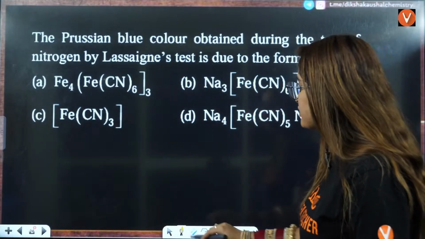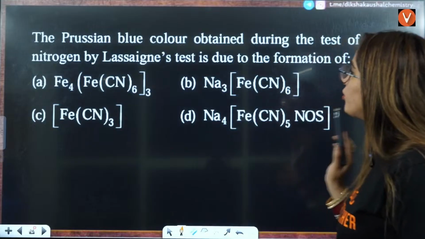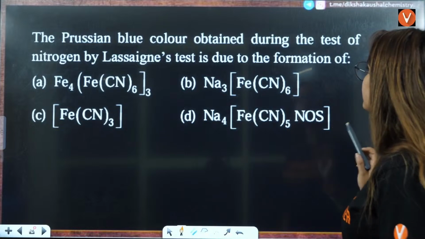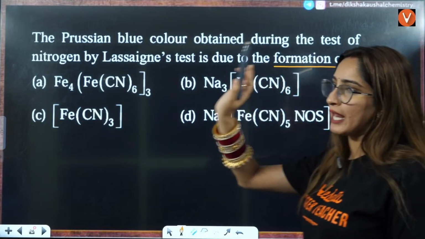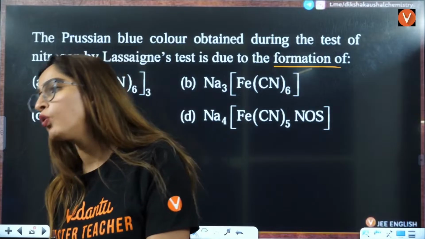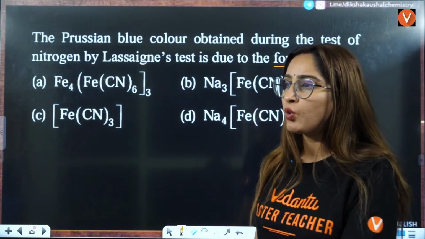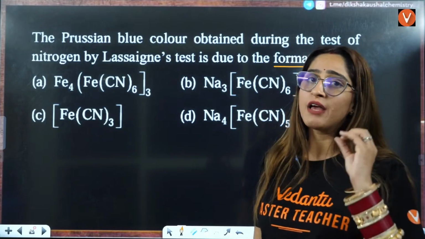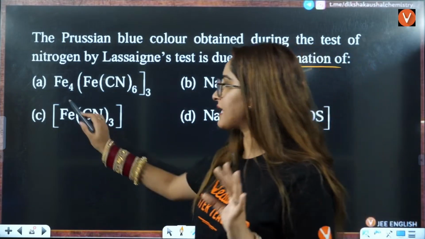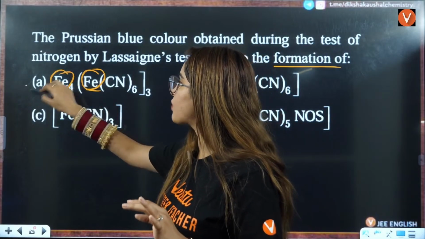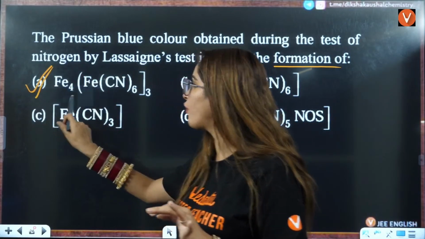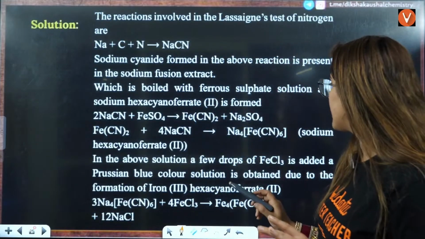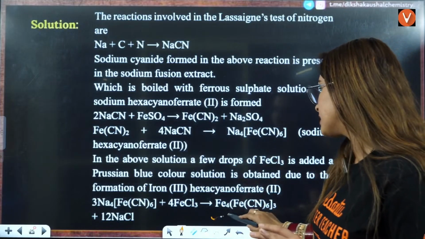Next question is, the Prussian blue color obtained during the Lassaigne's test of nitrogen is due to the formation of. Now you just have to tell what is the formula of Prussian blue. Everybody, inside and outside the bracket you have ferric only, that is Fe only. So A is the correct answer: Fe4[Fe(CN)6]3. So that is going to be the answer here.